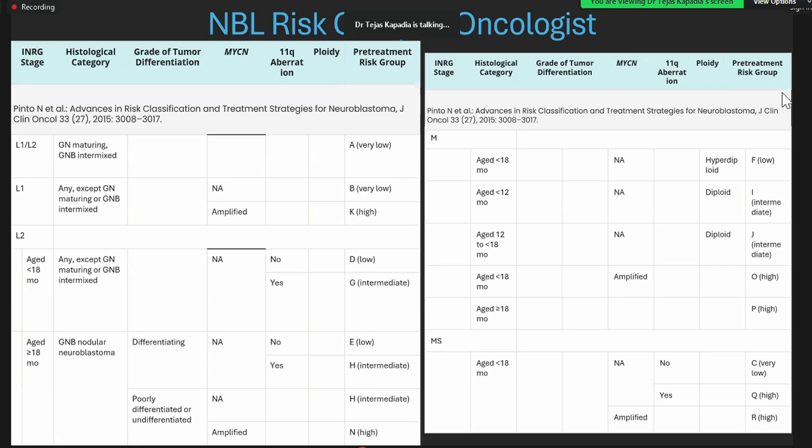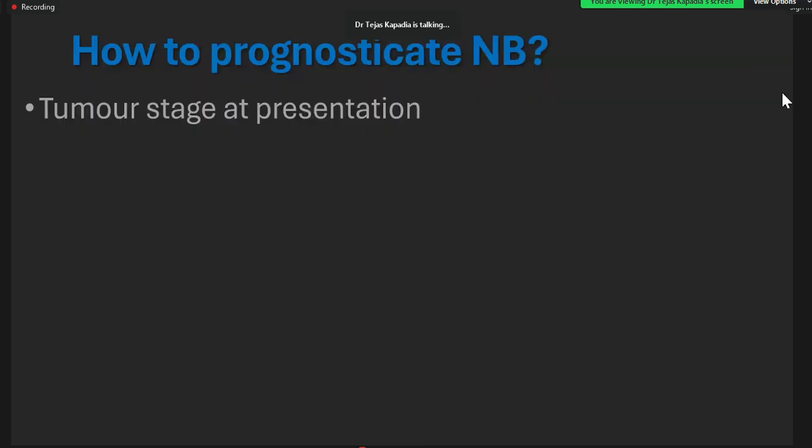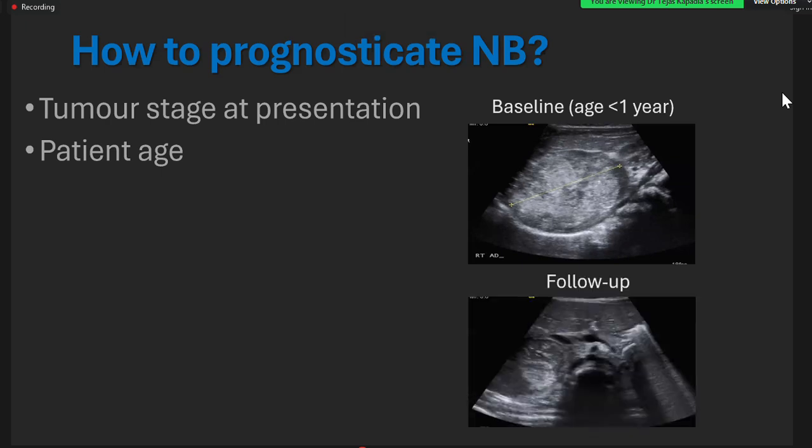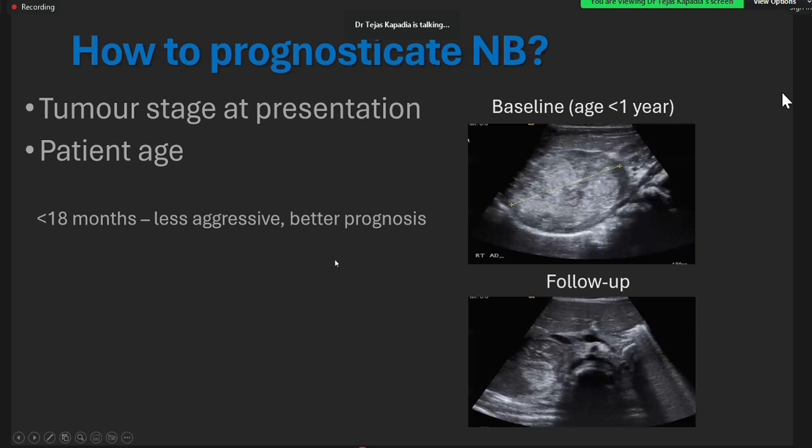so let's look at the treatment part of it. If we look at how to prognosticate neuroblastoma from the tumor stage at presentation, less than 18 months of age is favorable for the patient, and they're less aggressive, they have better prognosis compared to when the kid at presentation is more than 18 months of age.